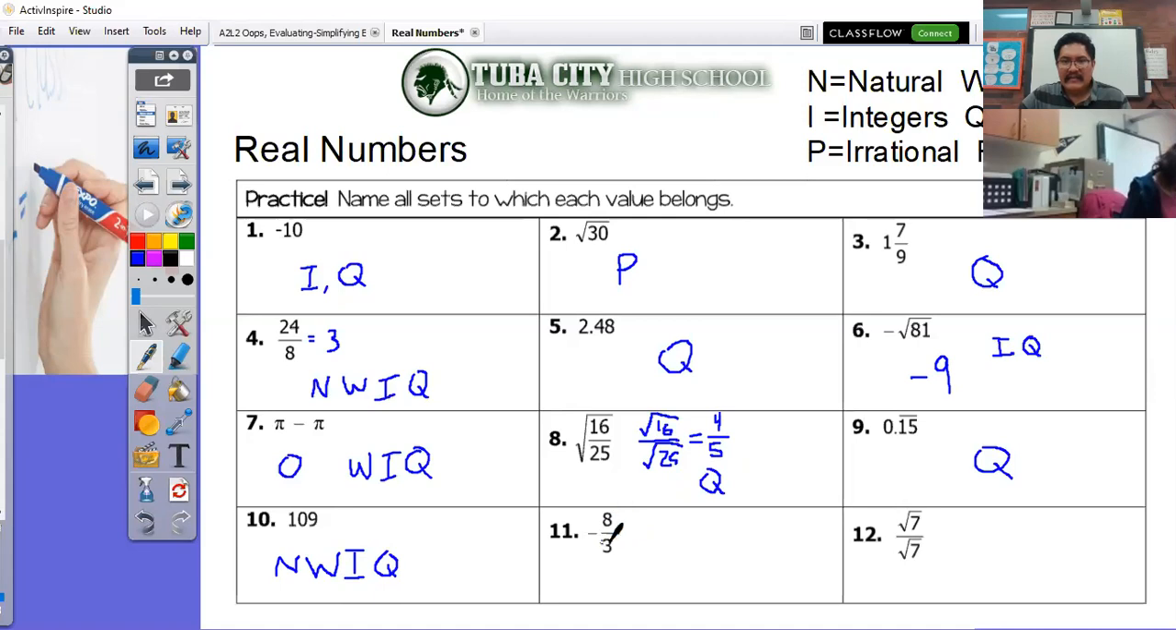And now I also have 8 over 3, well, negative 8 over 3. So you might be thinking, well, if it's negative, then it might be an integer. But again, integers do not include fractions that are unsimplifiable. So in other words, I cannot divide 8 by 3 and get a whole number. So in this case, it's only rational.